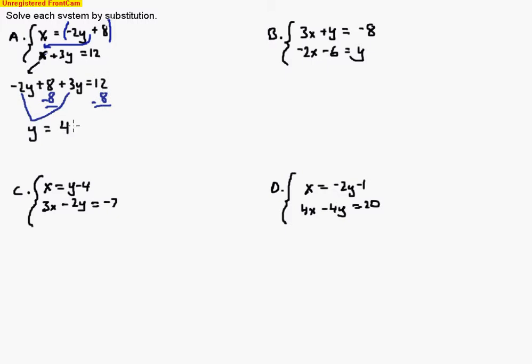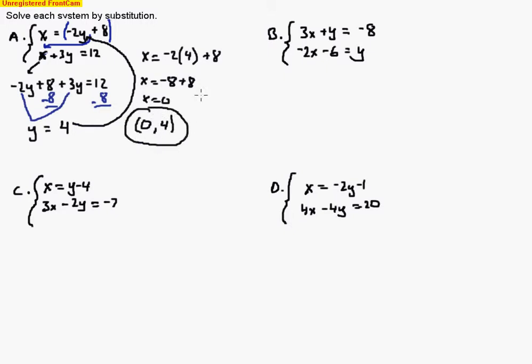From that point, we could take this 4 and find out what x is by substituting it back into that top equation. That would be the easiest one. So x equals negative 2 times 4 plus 8. We do some work there. x equals negative 8 plus 8, which makes 0. So x is 0 when y is 4. So there's our answer, (0, 4).